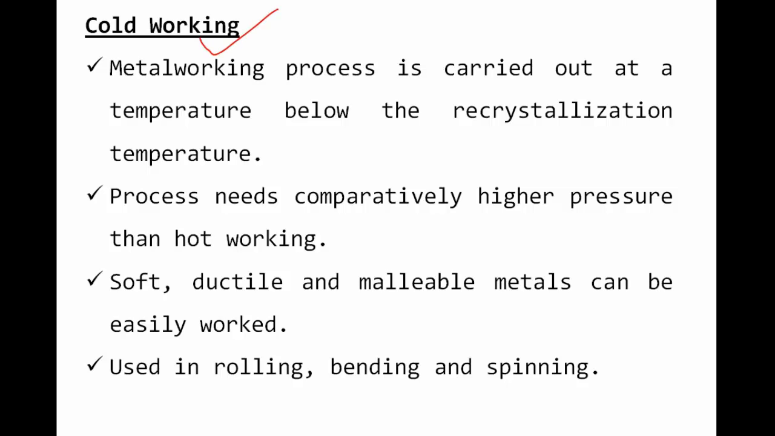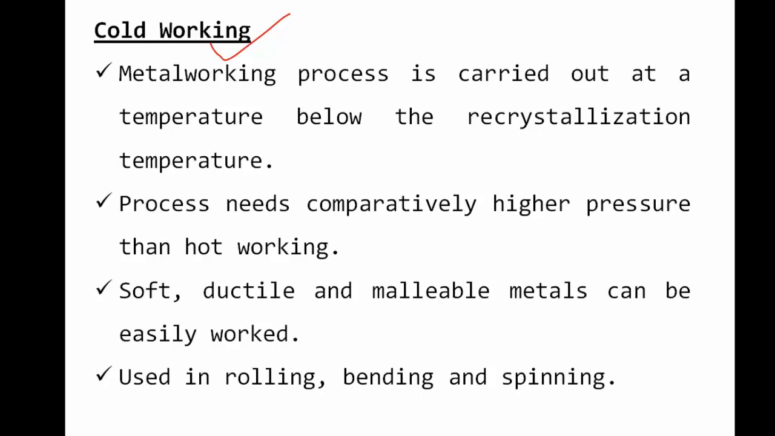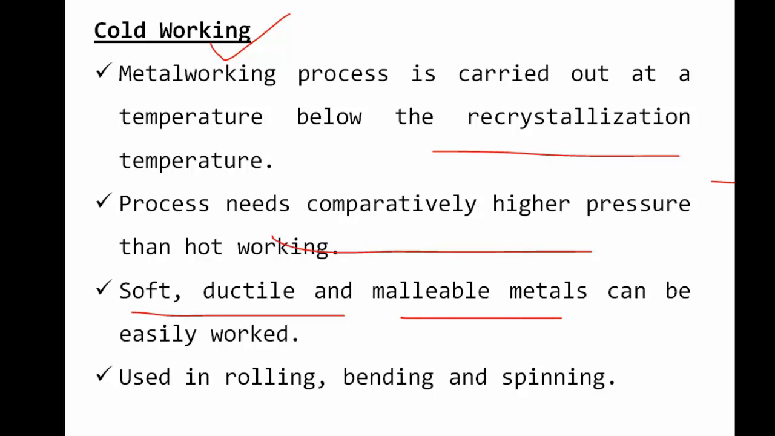Next, we discuss cold working, and how the cold working process differs from the hot working process. Cold working is a metalworking process carried out below the recrystallization temperature. In hot working, we work above the recrystallization temperature, so very limited pressure is sufficient. But here, below the recrystallization temperature, higher pressure is needed compared to hot working. The cold working process is mostly suitable for soft, ductile and malleable metals that can be easily worked, like in rolling, bending and spinning processes.